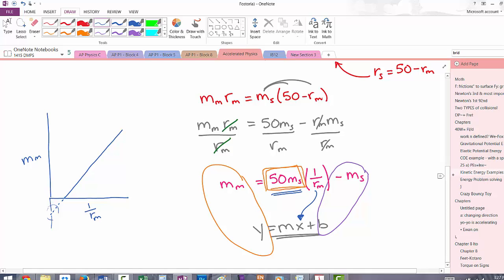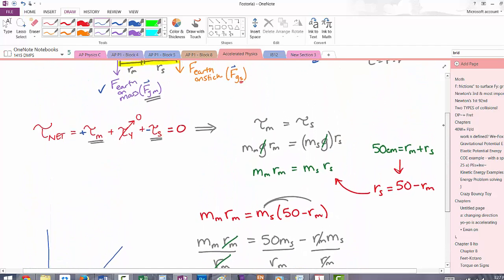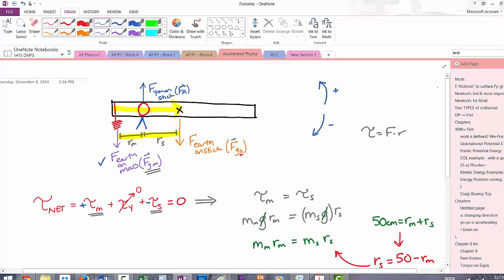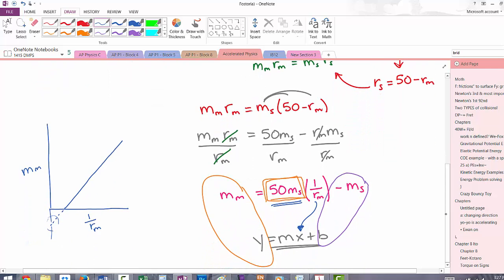I'm hoping that as you went through this, you followed along with the algebra. I do want you to go through and make sure you understand it. You are responsible for this, okay? So take a look through that. Once you understand that, talk to your partner, make sure everybody's happy. You're going to take your data and graph it, find the slope of your line, and use that to find the mass of the meter stick.